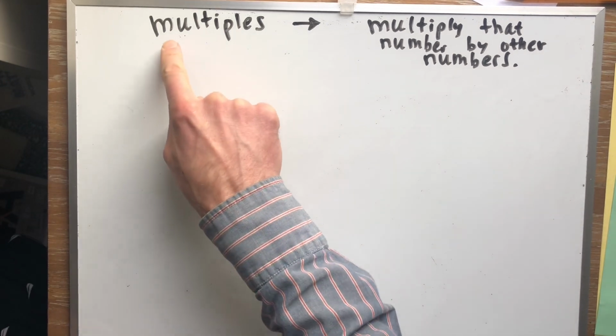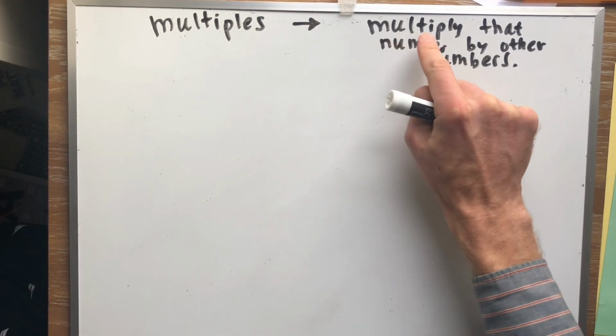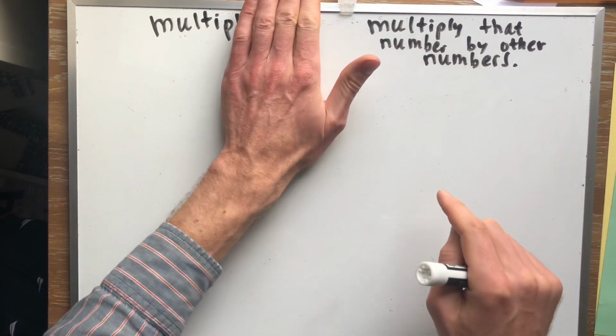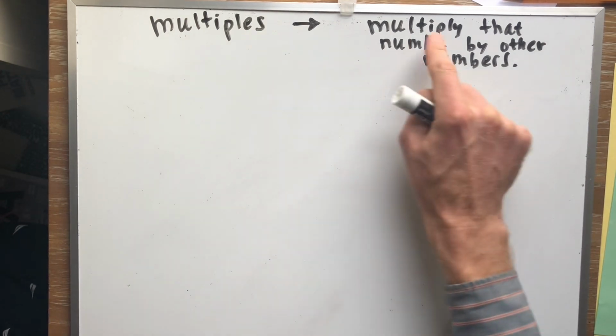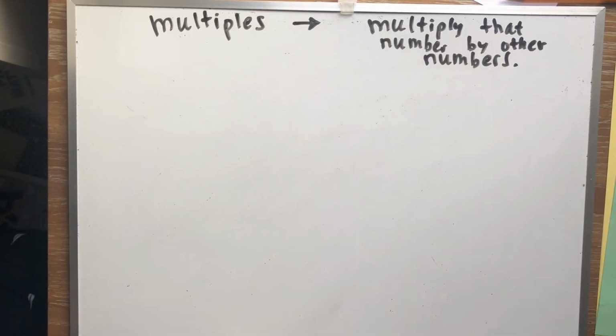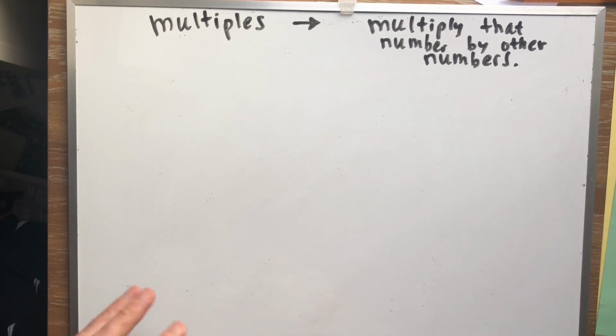Have you heard that word multiples before? Do you notice how it looks a lot like multiply? Multiple and multiply. Only this says multiple, that says multiply. Multiples are when you multiply a number by other numbers. So multiples are really like skip counting.